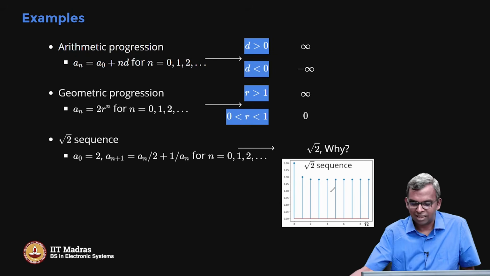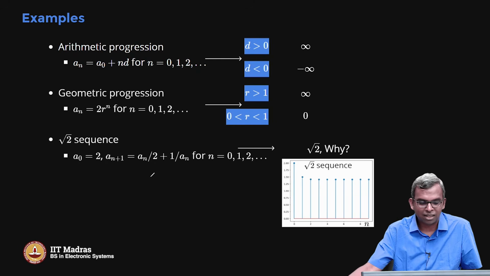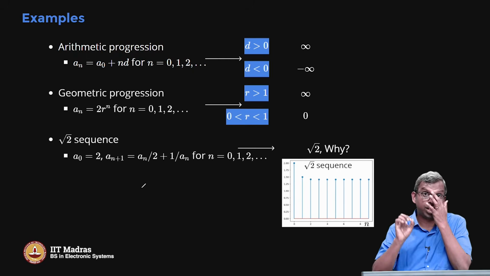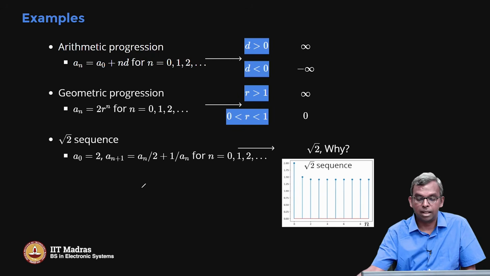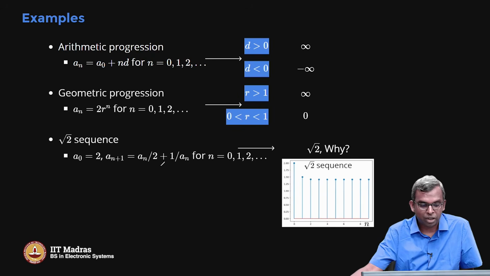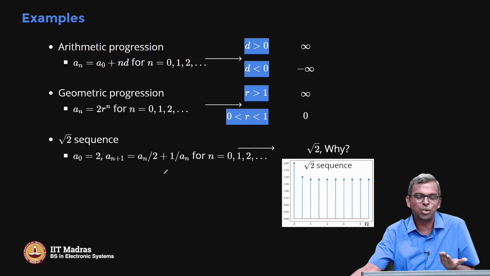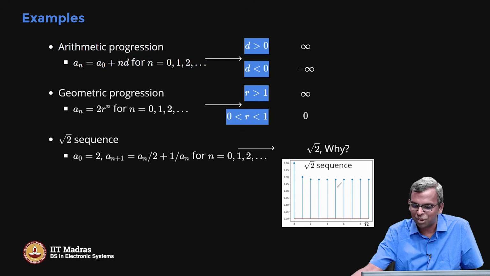This is something really interesting, and this is what gives sequences their utility for function evaluation. How do you find root 2? You can find root 2 as the limit of a particular sequence of rational numbers, and that root 2 is in fact the limit of this sequence is something that we need to prove. We have not proved it yet. Graphically, you can show it, but analytically, how do you show that this sequence converges to root 2?